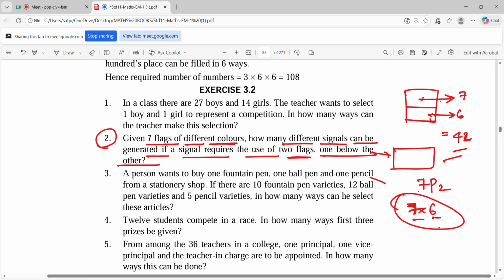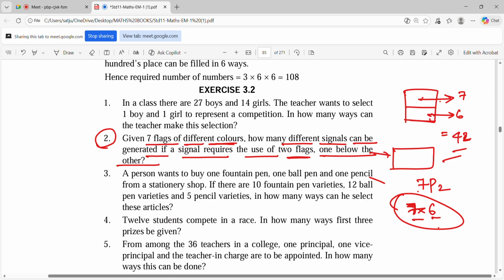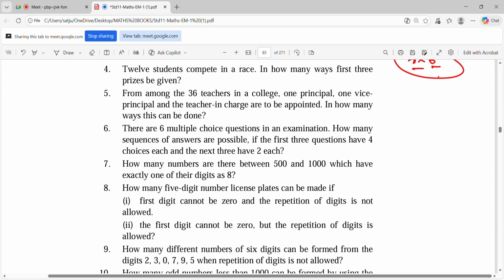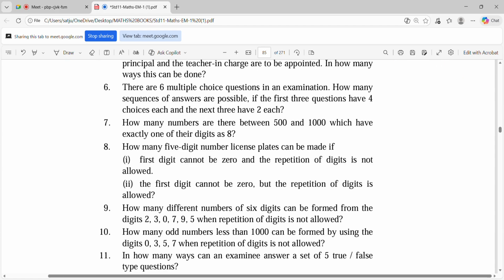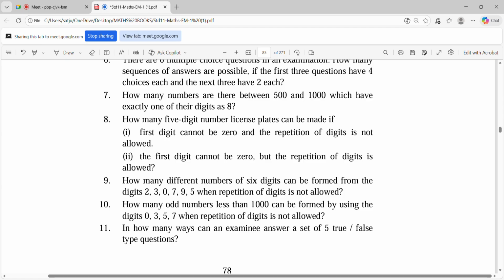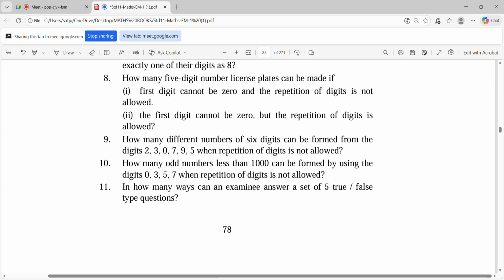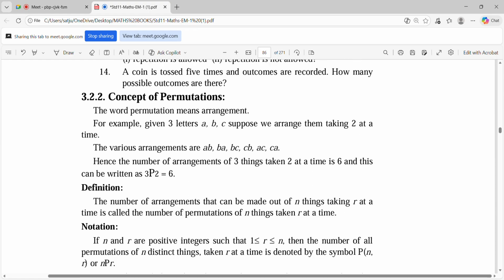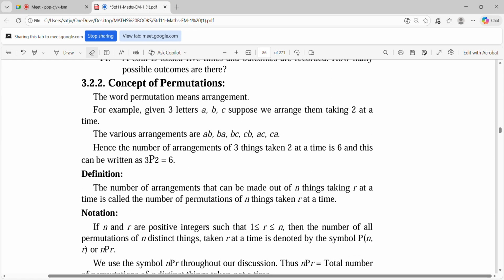Getting? Even without permutation and combination, I explained how the first one can be filled with 7. A simple arrangement you can use. Shall I move to the next? Okay. The remaining ones are not required. Even if you are not practicing, no issues here. The concept you have to understand. The concept of permutation is very important.